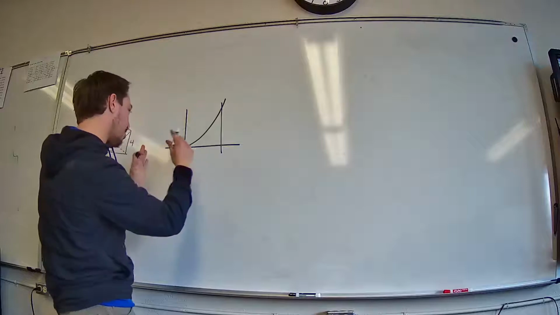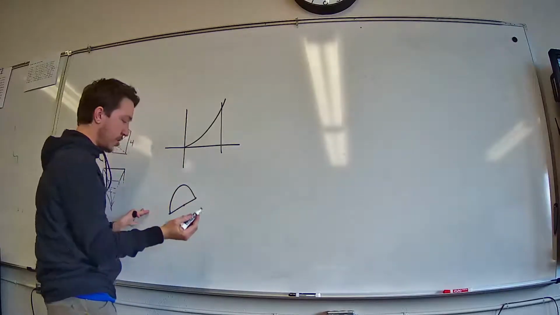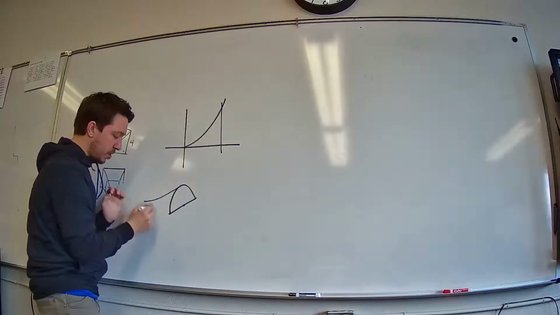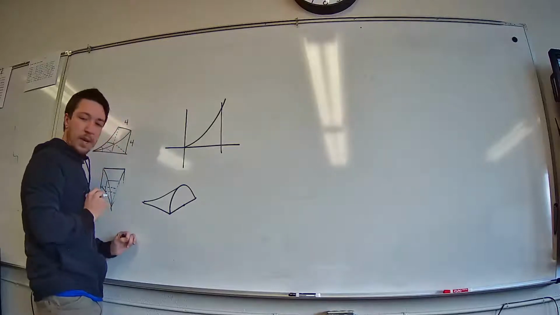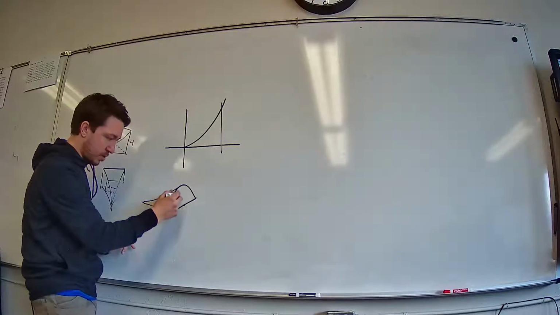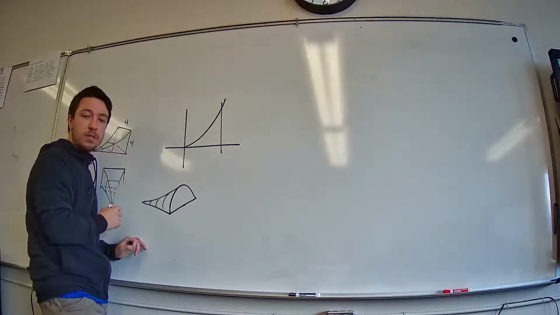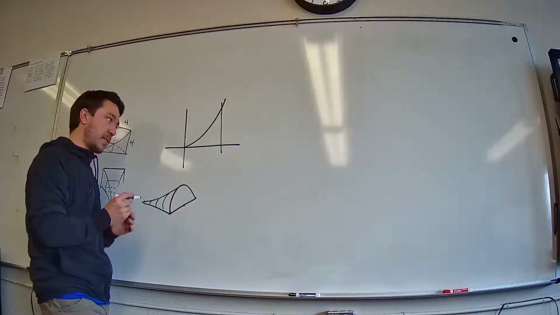If I draw it from a side angle, there's that first cross section, a semicircle, and then those semicircles would get smaller and smaller. So it ends up looking kind of like a horn, where those are all my circular cross sections. Does that make sense? Okay, hopefully that makes sense.